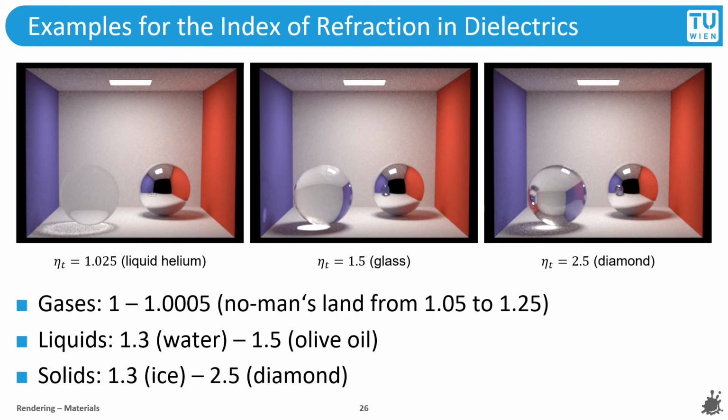We can have a rough categorization of how different physical states map to coefficients of refraction, but there will usually be exceptions, so this is just a rough classification. Now let's check how we can use Fresnel to compute the amount of reflected and refracted light for dielectrics.